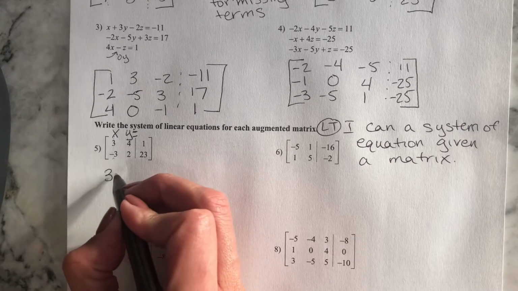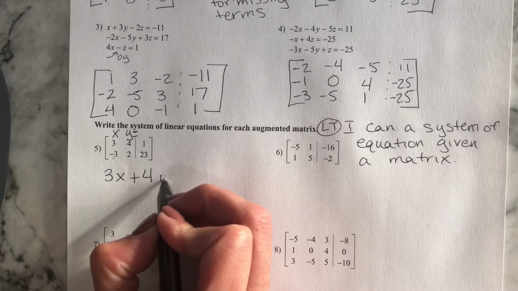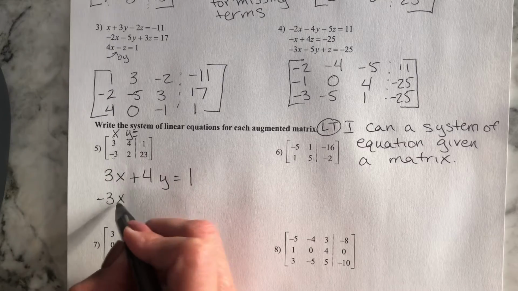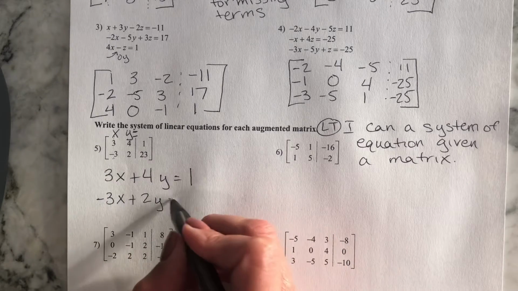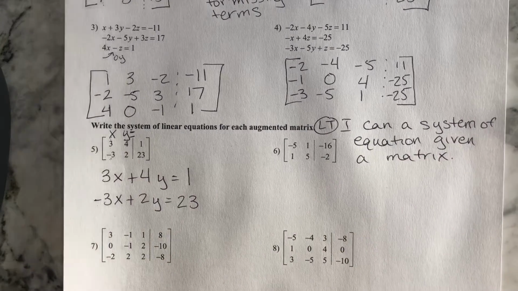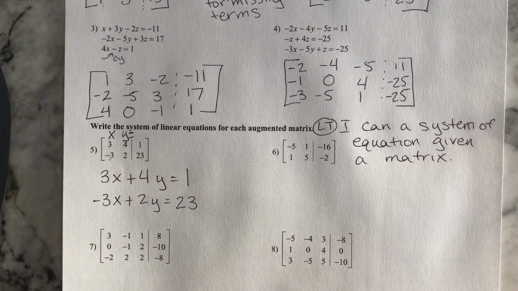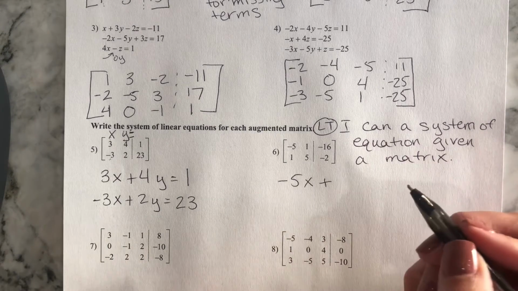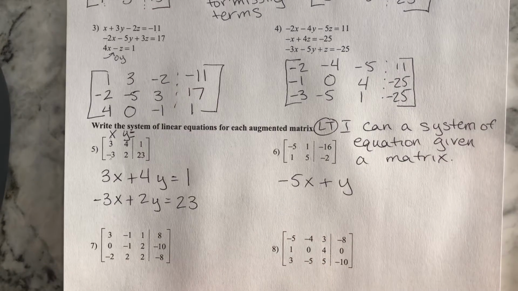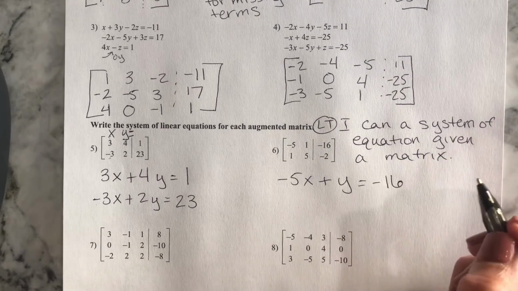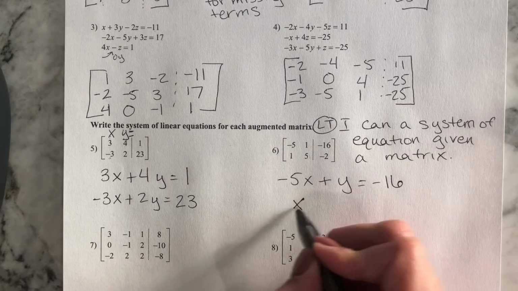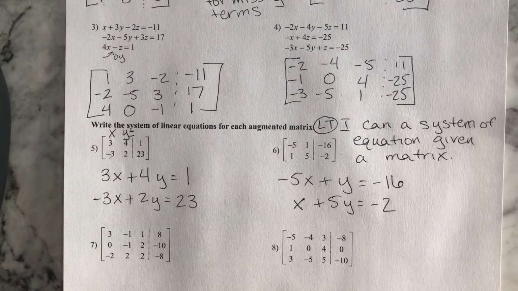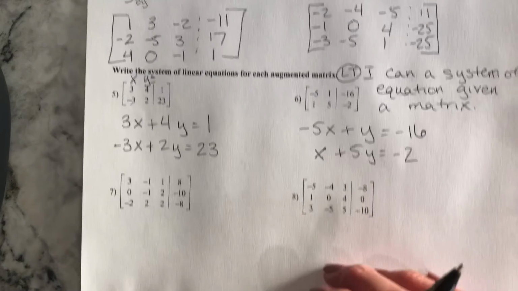So I have 3x plus 4y equals 1. Then the next one I have negative 3x plus 2y equals 23. All right, let's try number 6. That's negative 5x plus 1y. You don't really need that 1, it's understood. So just y equals negative 16. And then x plus 5y equals negative 2. All right, you try the next two on your own. Pause the video, try those.